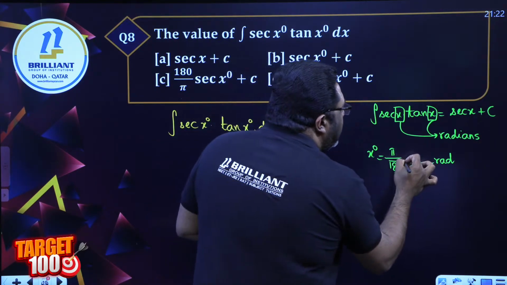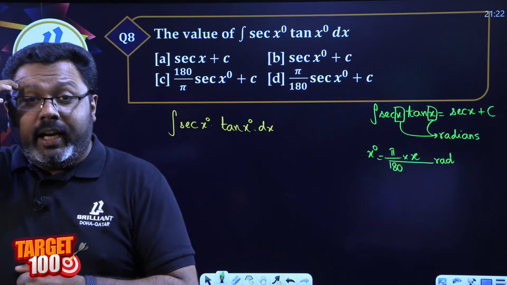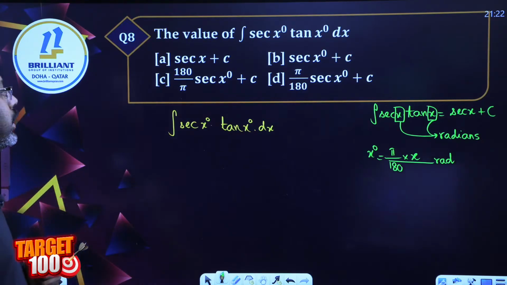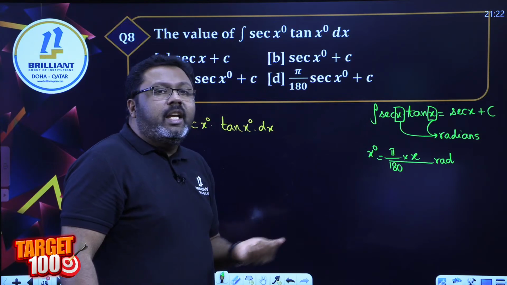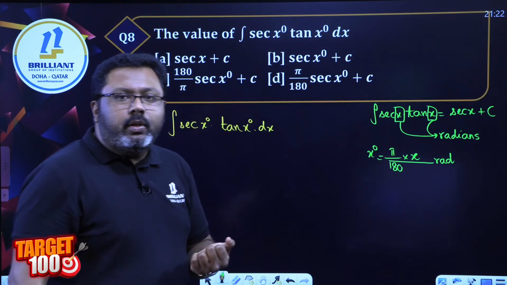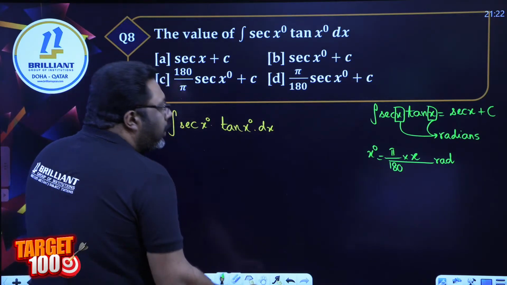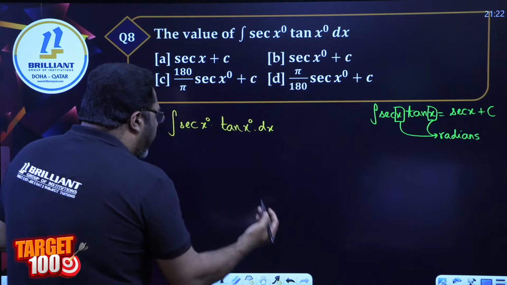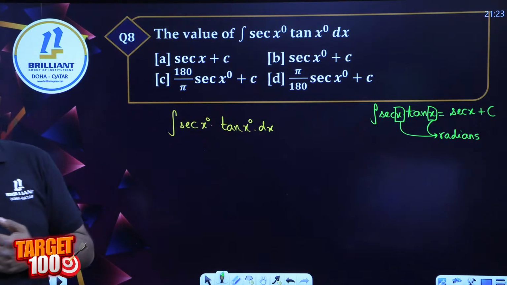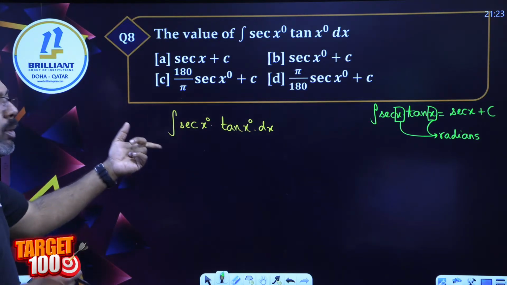Pi by 180, when multiplied with x, you will get what? Radian measure? X degrees multiplied with pi by 180 will give you radians, right? Yes or no? So what should all of you do now to make these x degrees into radians? Quick. How to make it into radians? Multiply with pi by 180, right?